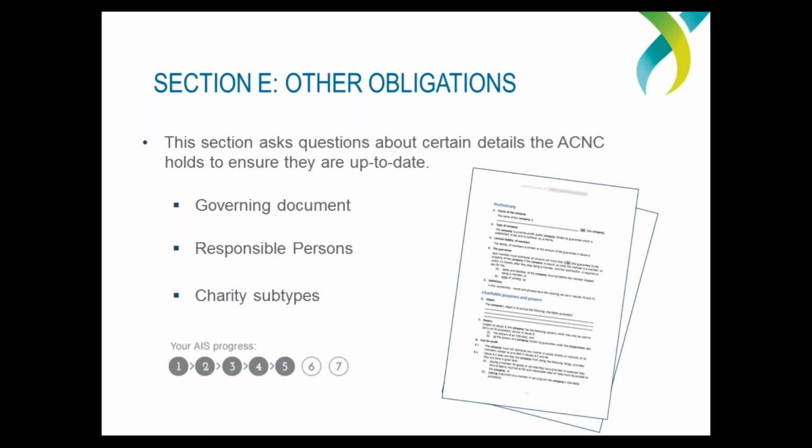Keep in mind though that Section E of the 2016 AIS doesn't actually allow you to make these changes within the form. So if you need to make a change, you'll need to exit the form, save your answers as you are now, and go back to the charity portal and manage your details from there. It's via the portal that you change these bits of information to ensure they are correct.